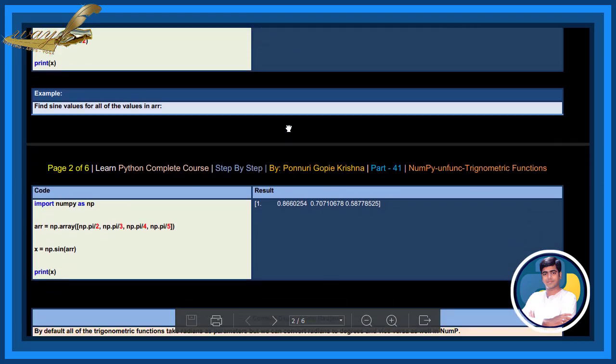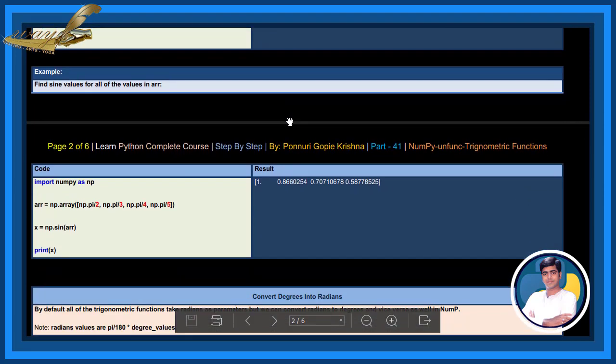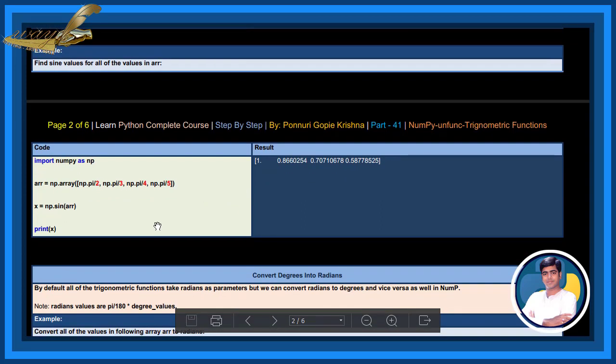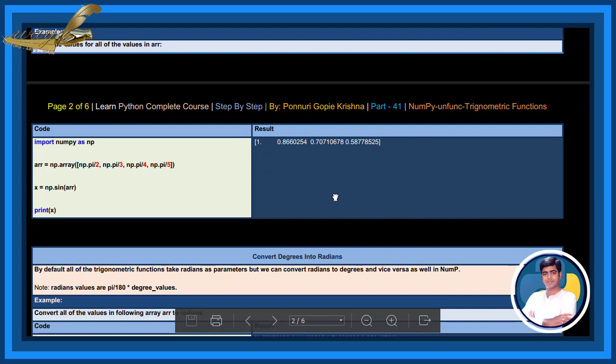See another example: find the sin value of all of the values in the array. See, by using the np.sin function, the result returns this.